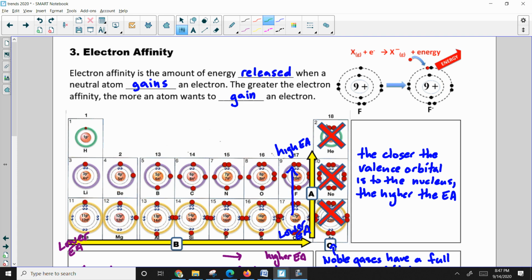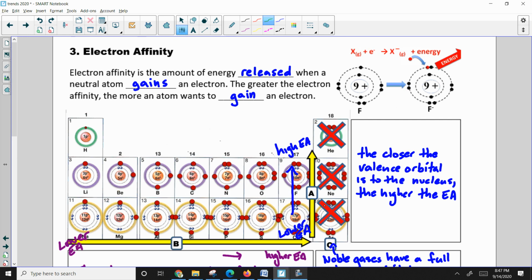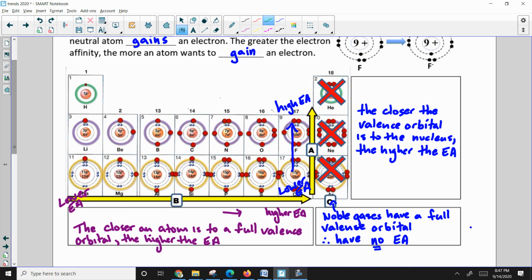Well, how about the noble gases? Well, the noble gases, they're already full. They have a full outer level. Why would they react? So they have no affinity for electrons. There's no desire for them to pick up more electrons. So when you're looking at electron affinity, you have to be careful. Noble gases have no electron affinity, or very, very low electron affinity.